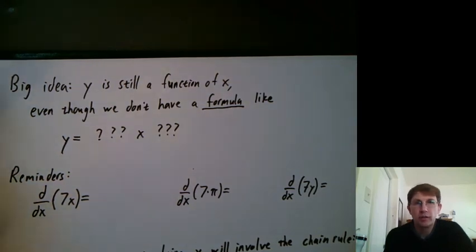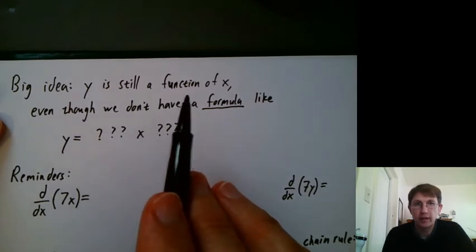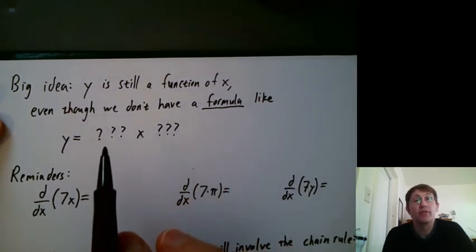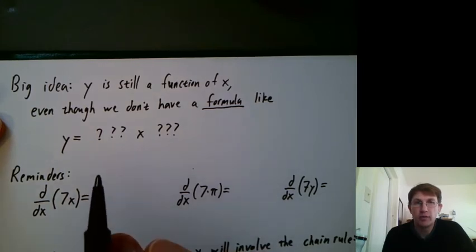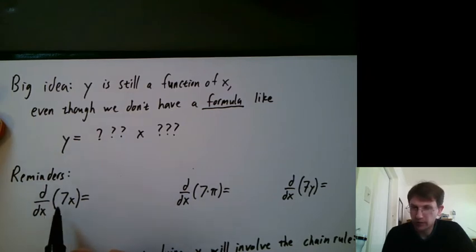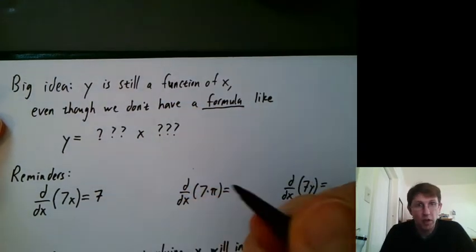So the big idea that we'll be using in implicit differentiation is that y is still a function of x, even though it doesn't have a nice formula involving x all by itself. Before we do any of that, let's remind ourselves, what is the derivative of 7x with respect to x? Well, you'd probably just say, oh, it's 7, right?